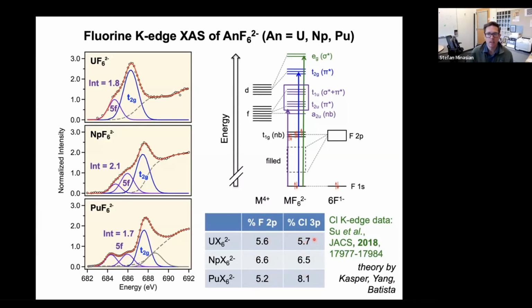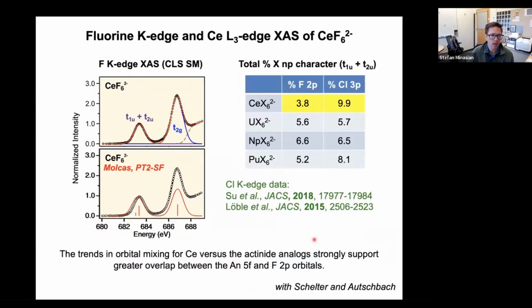As a sanity check, we went and looked at the cerium system. So this is lanthanide hexafluoride. Here's the fluorine-K edge for that. We see the same sort of peak into the orbital of T2G symmetry, and then a very nicely well-isolated peak associated with the 4f orbitals of T1U and T2U symmetry. Here are some ab initio calculations done by Jochen Autschbach and coworkers. And then here's the data for both the cerium hexafluoride and the cerium hexachloride in this table.